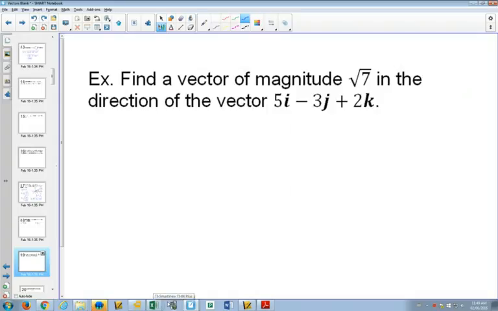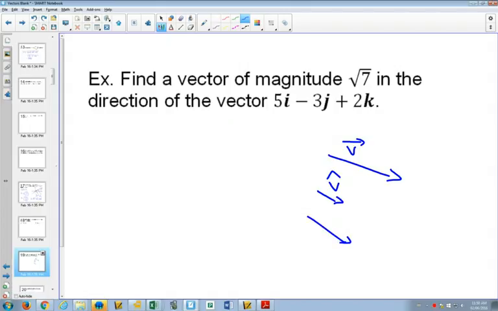We want to find a vector of magnitude the square root of 7 in the same direction as that vector. So we have this vector which goes 5 in the x direction, 3 in the y direction, and then 2 up. So maybe it looks something like this. I'm going to call that vector v. What you could do, however long vector v is, we could divide by that length, and then you're going to get the unit vector v. Does that make sense?